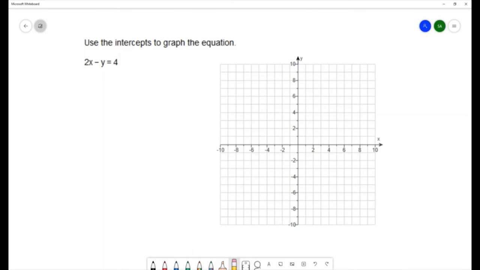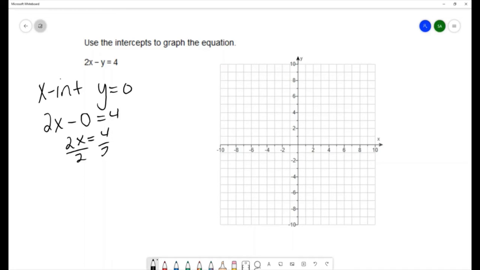In this question, we want to use the intercepts to graph the equation. I'll start by finding the x-intercept. The way you find an x-intercept is by letting y equal 0. This would give 2x minus 0 equals 4, when I substitute a 0 in for y. 2x minus 0 is 2x, and I can divide both sides by 2 to get x equals 2. I have an x-intercept at the ordered pair (2, 0).